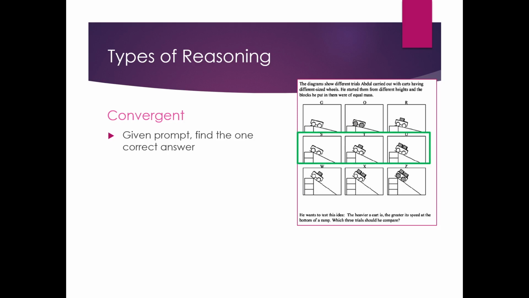So the answer, so you're not going to stare too hard and worry about it, turns out to be S, T, and U, where the ramp is at the same slope, right?